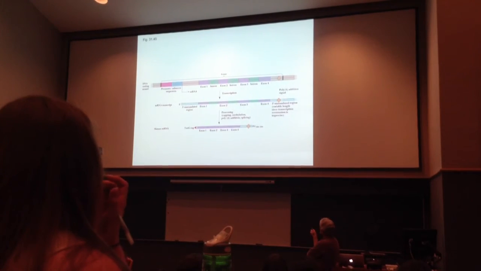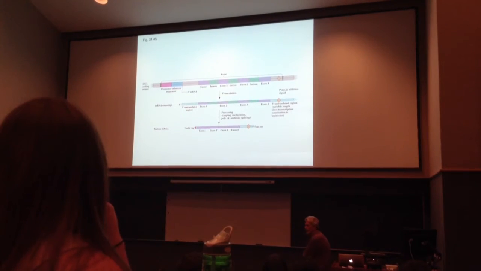So on the 3' end, we add a tail of between 100 to 250 or so adenosine residues, and it's called the poly A tail, polyadenosine. There are many functions of that poly A tail.